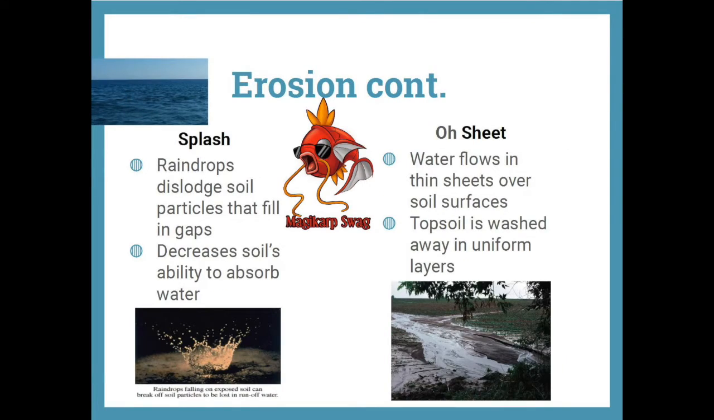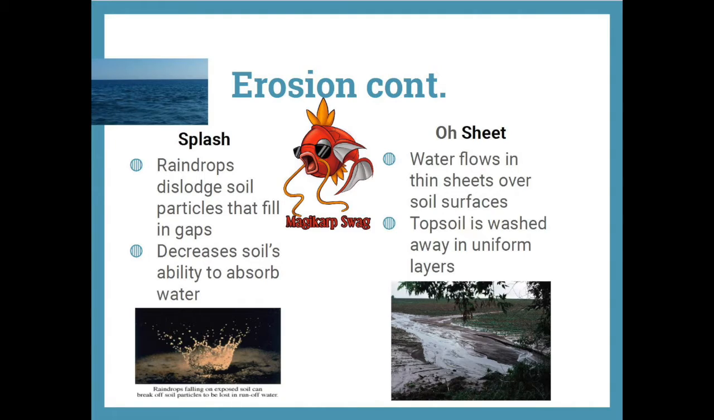The next type of erosion is splash erosion, which occurs when raindrops dislodge soil particles that fill in the gaps of the soil. And this also decreases the soil's ability to absorb water because the soil particles are basically dislodged once the raindrops hit the soil, and the soil particles start to run off with the water stream and they get lost.